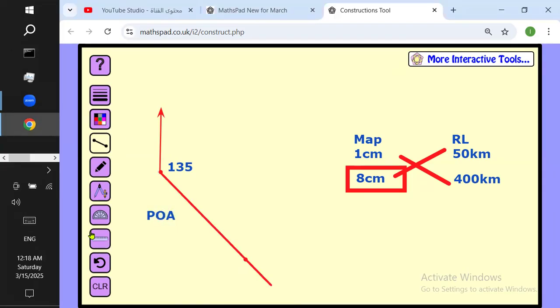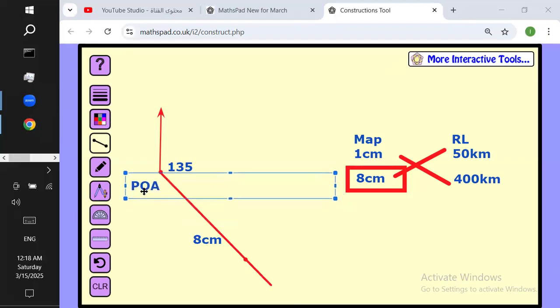Now let's remove the ruler and we can label the line with 8 centimeters like this. 8 centimeters. And we don't have to label this, or we can label it. It's okay. It doesn't matter. Now we're labeling the airport here, and this is how you answer a question like this. So focus on the bearing angle and how to find it, and focus on using the scale and how to use it to find the map distance and drawing the map distance on the map. That's it for this question. Let's move on to the next question.